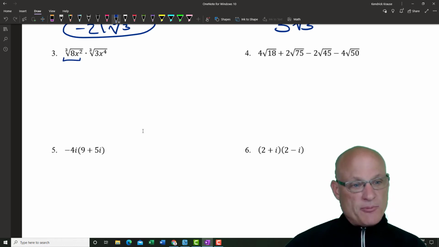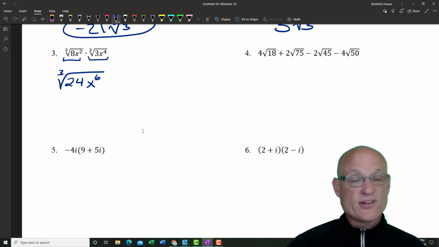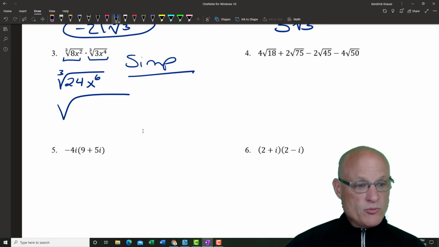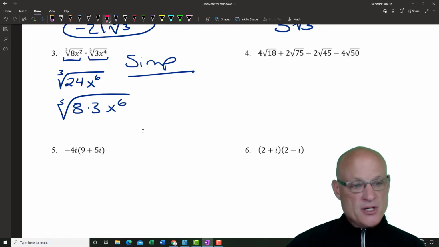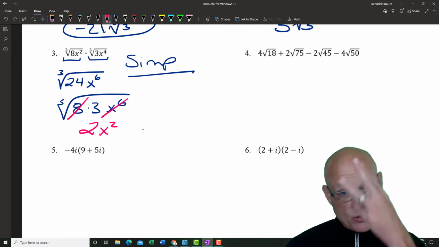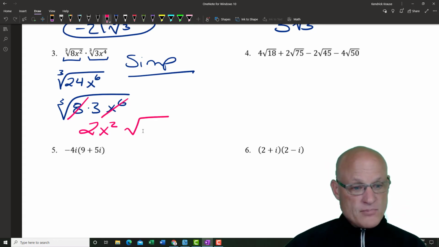So I can multiply these two together because as long as they're both cubes. So this becomes the cube root of 24x to the 6th. But then you got to simplify. You can't just leave it. So cube root of, hopefully you know 8 times 3 is 24. And x to the 6 is already a perfect cube. The cube root of 8 is 2. The cube root of x to the 6 is x squared. Remember, we're looking for groups of 3, not groups of 2, groups of 3, because it's a cube. And then, little space, cube roots of 3.